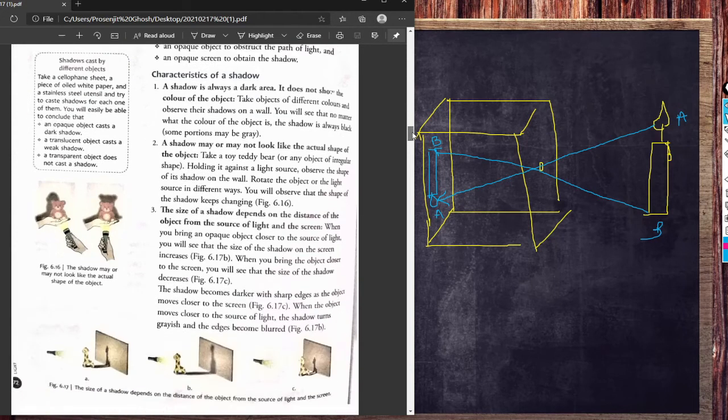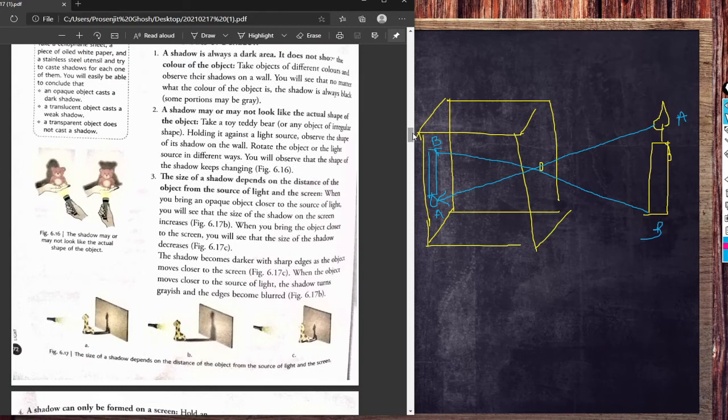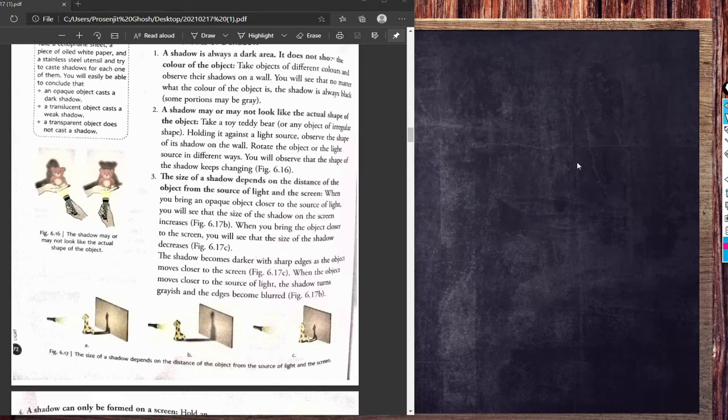Coming to the idea of shadow, sometimes shadows are too dark, sometimes they are lighter, or sometimes they are smaller. All of this depends upon the position of the light source. As you can see, it is also already given. A shadow is always a dark area. It does not show the color of the object. These are the applications of shadow that you have to read. Please mark it in your book.